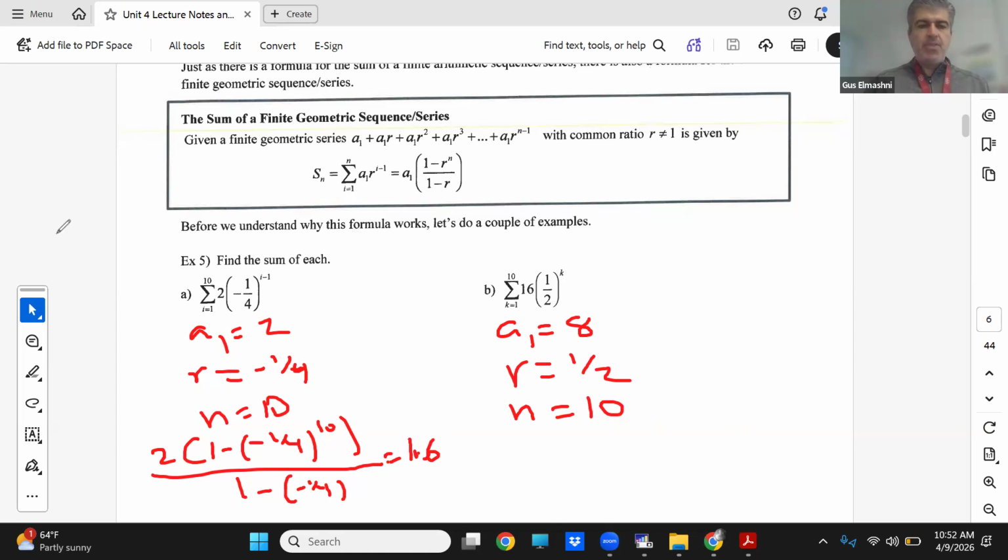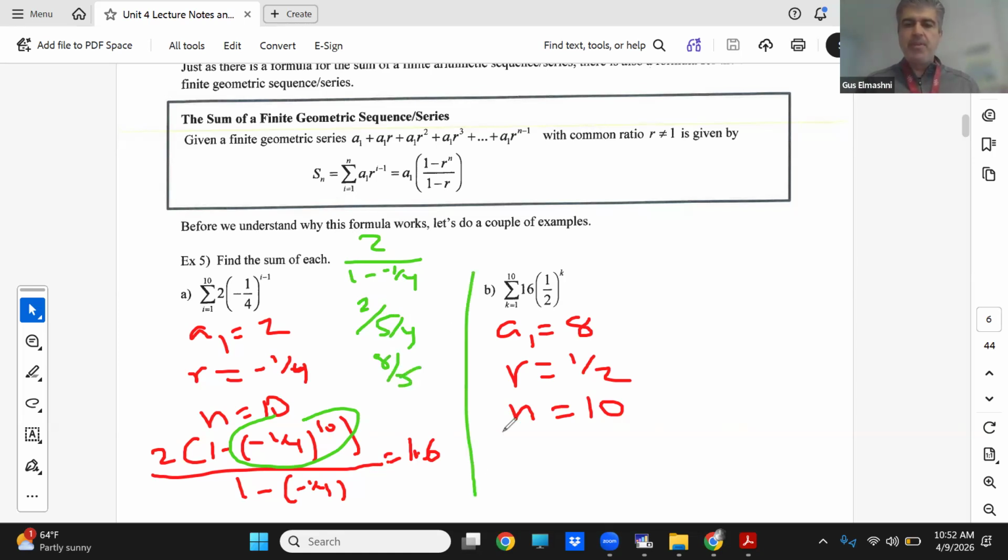By the way, it's almost like an infinite series, because if you did 2 over 1 minus -1/4, since -1/4 raised to the 10th power is super tiny, you're doing 2 over 5/4, which is going to be 8/5. So you're right, Anna, it's close to 1.6. And in here, 8 times 1 minus 1/2 raised to the 10th power, over 1 minus 1/2. Do you guys get something close to 16? Yeah, I'll just say it's close to 16.